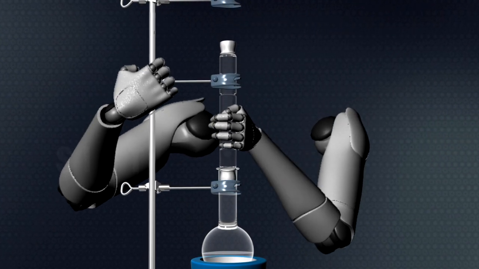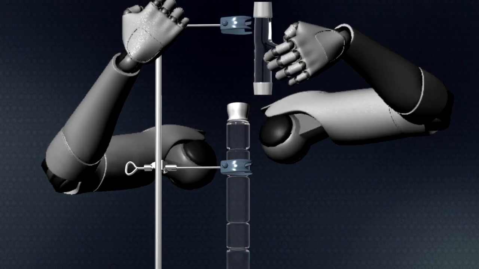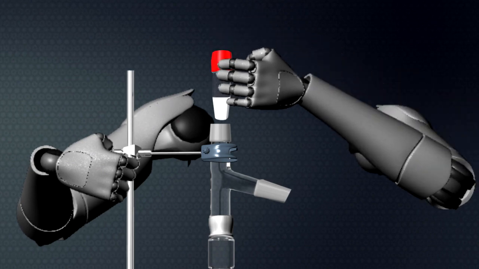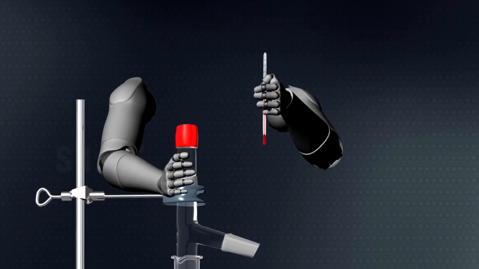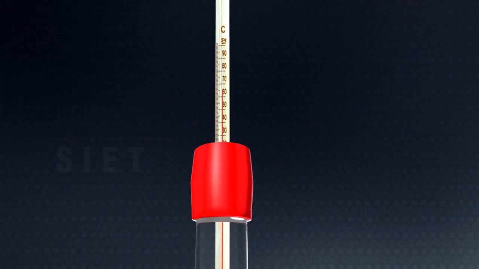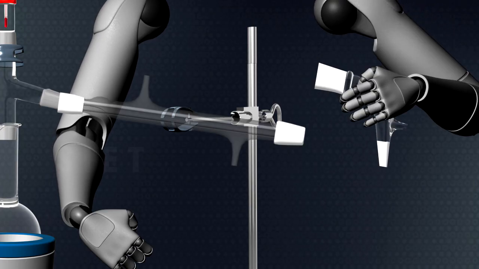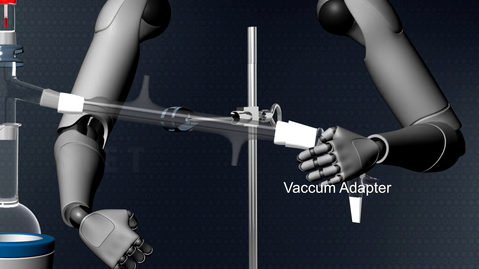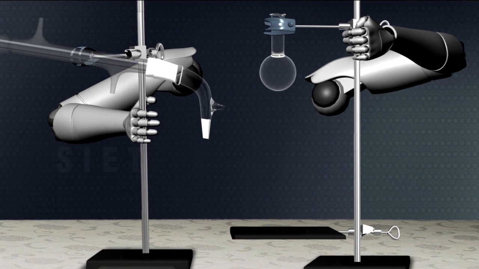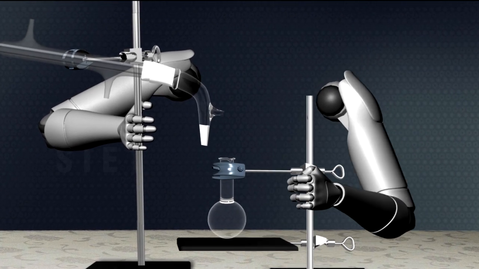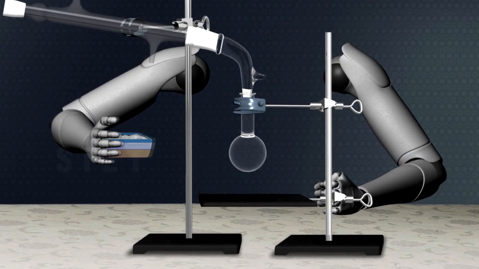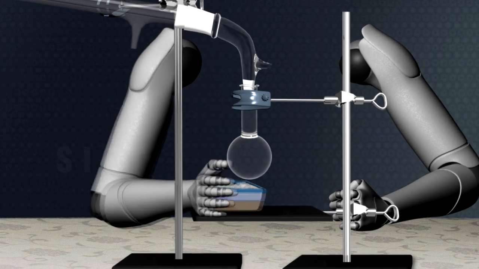Connect a distilling head to the fractionating column and connect a thermometer adapter to the distillation head. Insert a thermometer through the thermometer adapter. Then connect a vacuum adapter to the water condenser. Connect a 100 ml RB flask to the vacuum adapter. Place the RB flask in the ice bath.